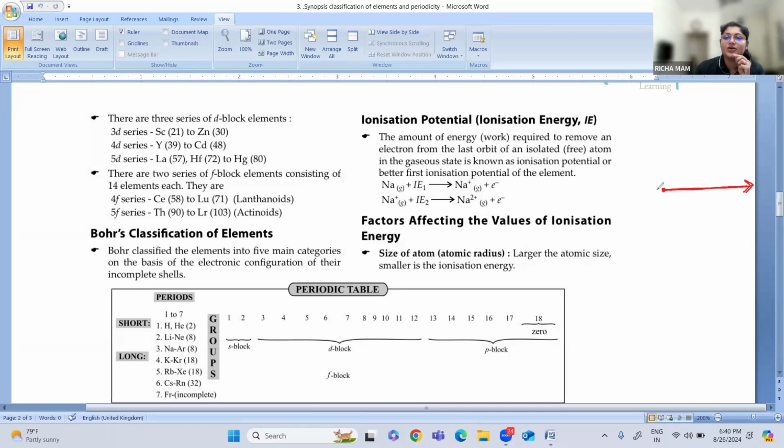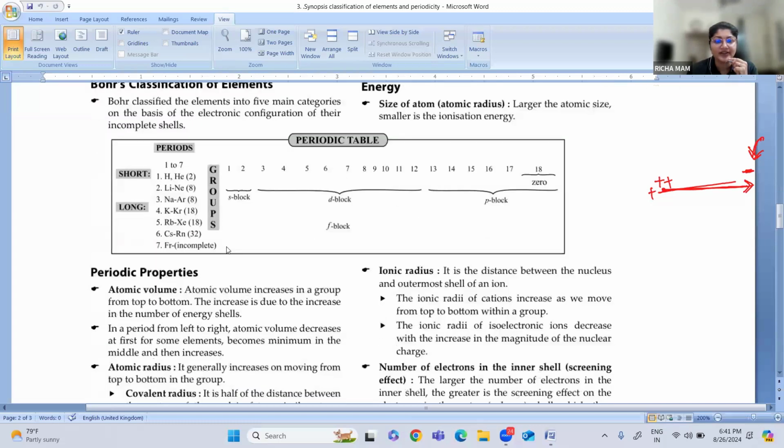As the radius is larger, the force of attraction between the electron and the nucleus will be less. So the energy required to remove that electron will be less. Larger the size, smaller will be the ionization energy. This is the first factor, a very important factor.